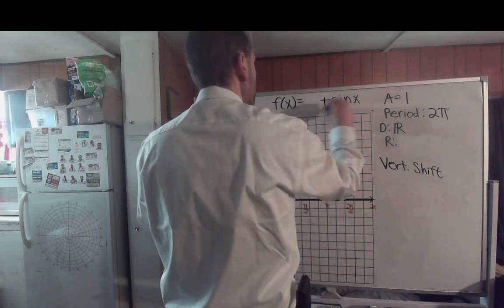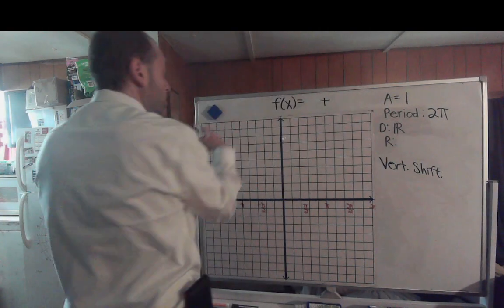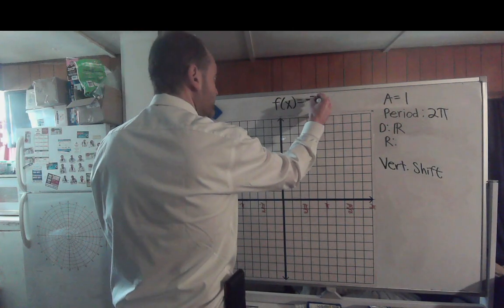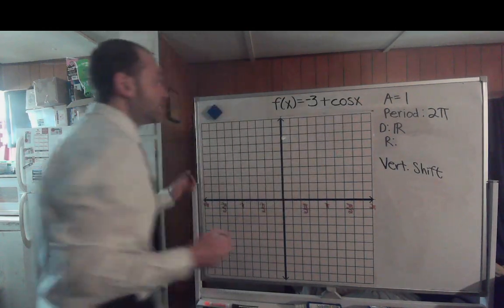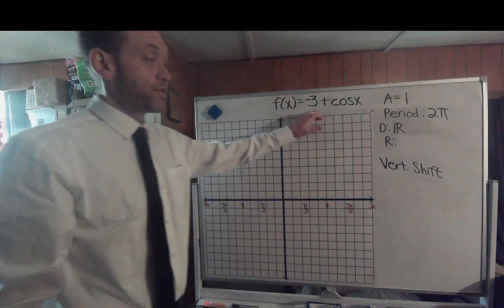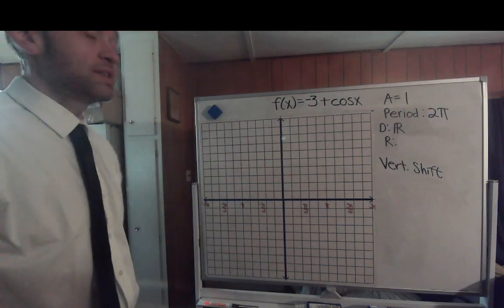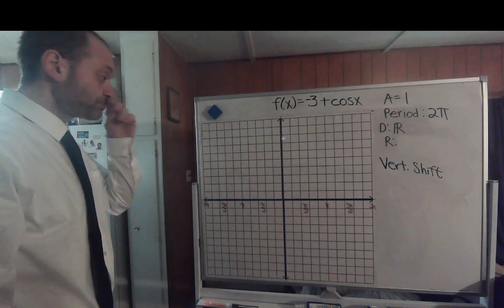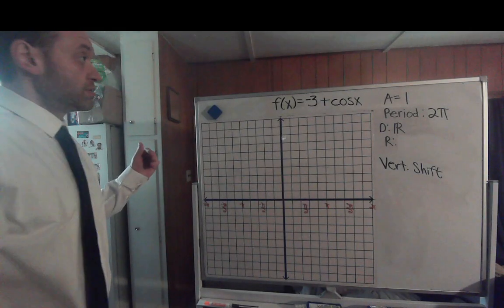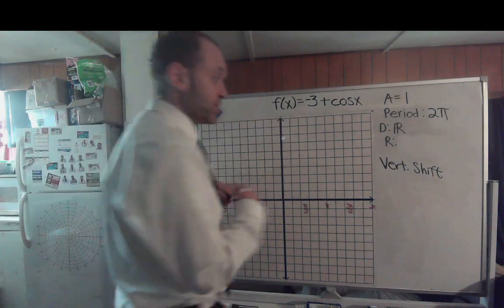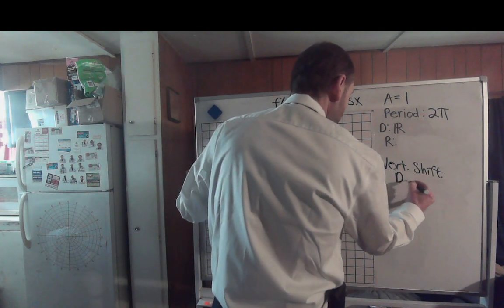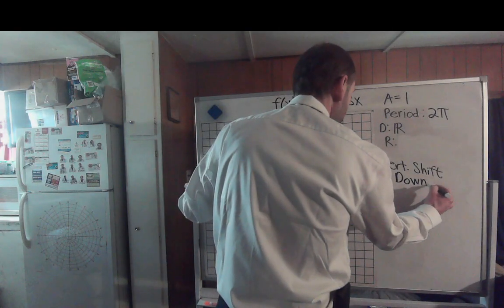Let's do another vertical shift, but this time let's do -3 plus the cosine of x. So we're going to do -3 plus the cosine of x. Alright, so that denotes the original cosine function with a vertical shift down 3. We're actually going to go down 3 this time.